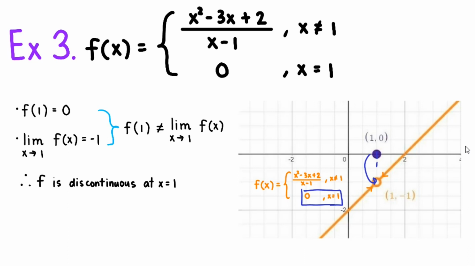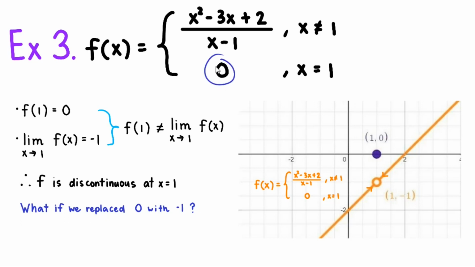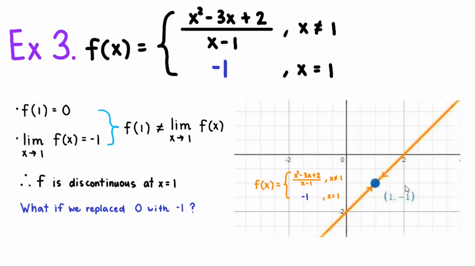But a good question to ask is, what if we replace 0 with negative 1? Or what I mean by 0 is this one. So if we replace that by negative 1, then what happens is that this one becomes negative 1 already. And so this one becomes equal. And its graph will be given by this. So we have a continuous function now.